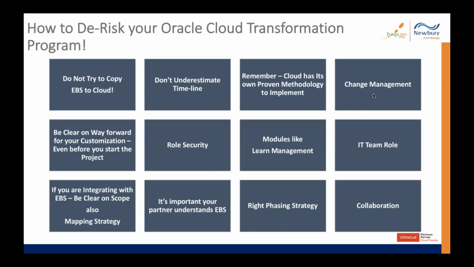I know I have a few more minutes, but this is again a pretty important slide, and I'm trying to summarize. How do you de-risk your cloud transformation program? Do not try to copy Business Suite to cloud. That's not efficient. You should really plan transformation. Do not underestimate the timeline. It's not lift and shift. If someone is telling you that you can do lift and shift, that's not true. We have done a number of EBS to cloud transformations. It is never lift and shift.